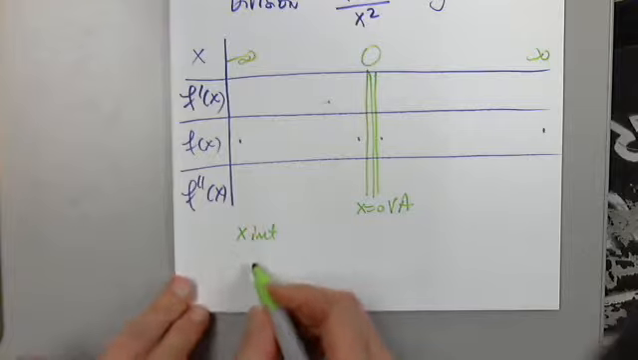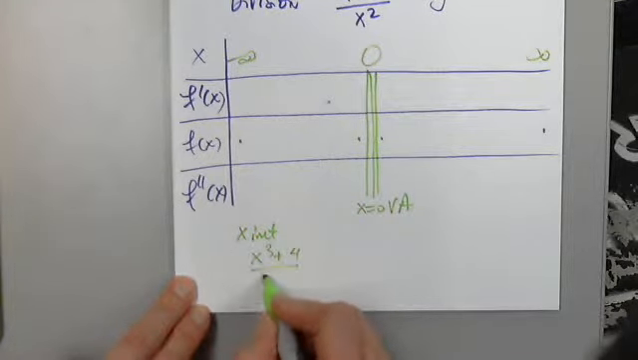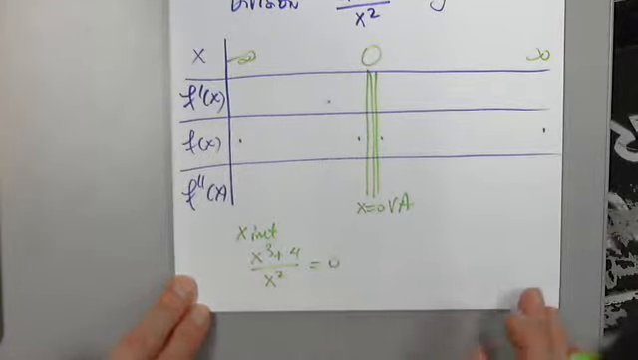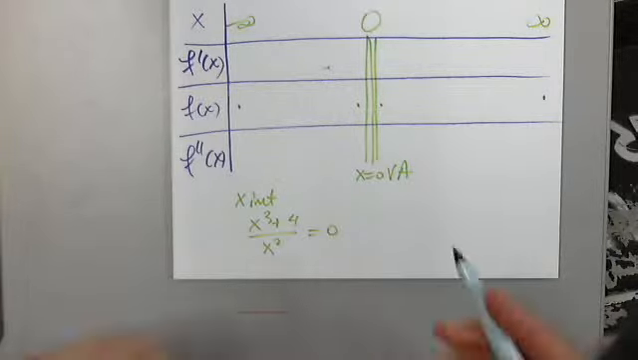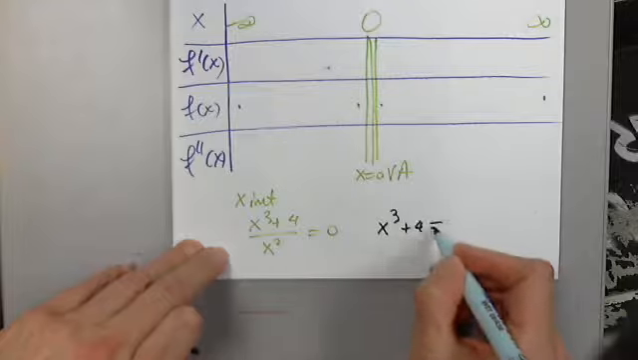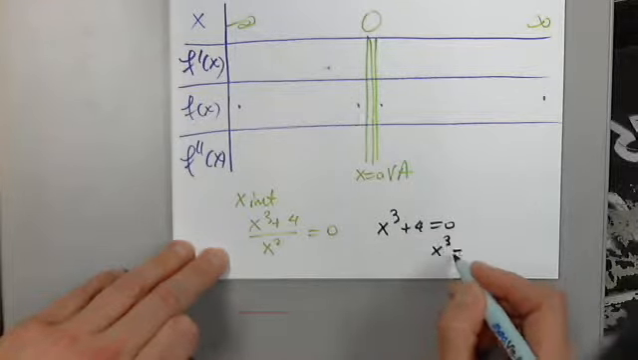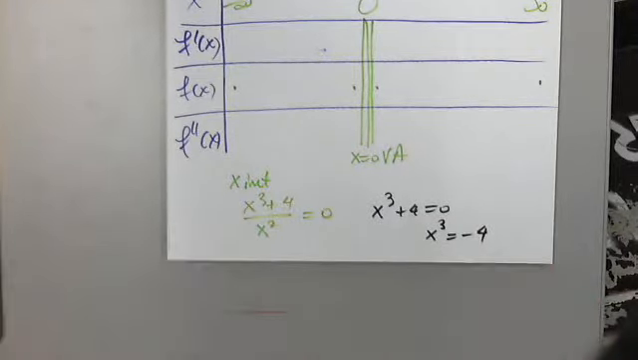So the intercept is determined when x cubed plus 4 over x squared is 0. When is a fraction 0? Only when the numerator is 0. So this is x cubed plus 4 equals 0, or x cubed equals negative 4. How do I get x? Yes, and there is only one solution. You can say, wait a minute, the polynomial has degree 3. True, but 2 of the solutions are imaginary.